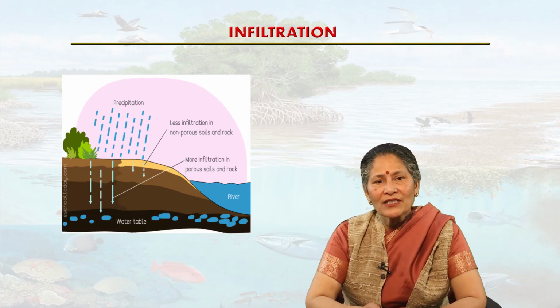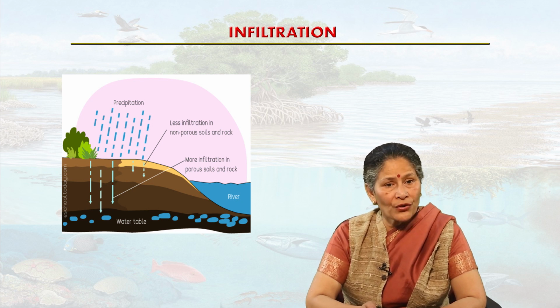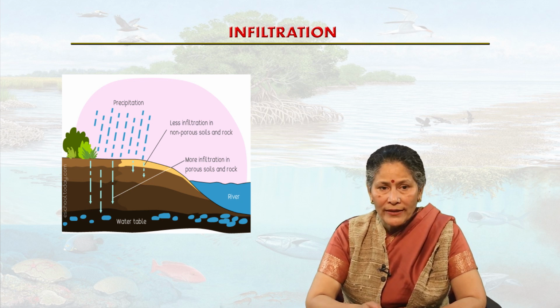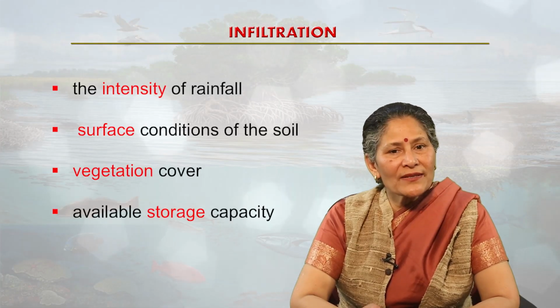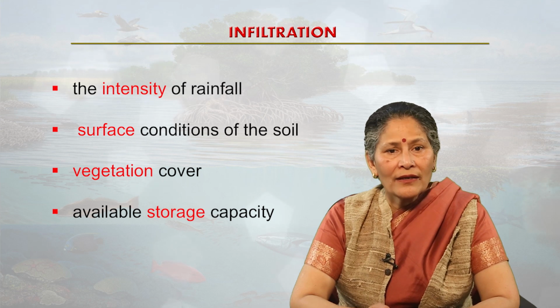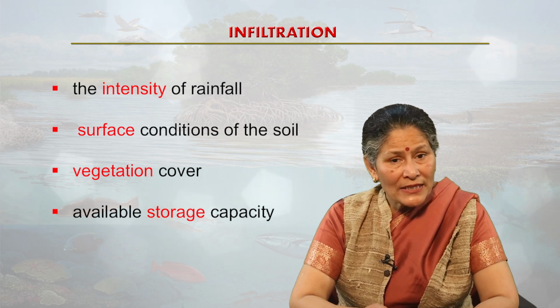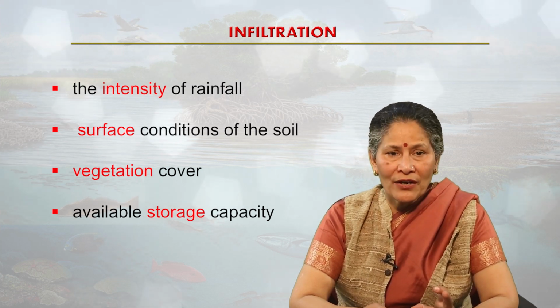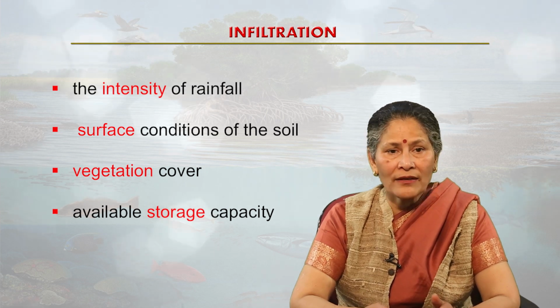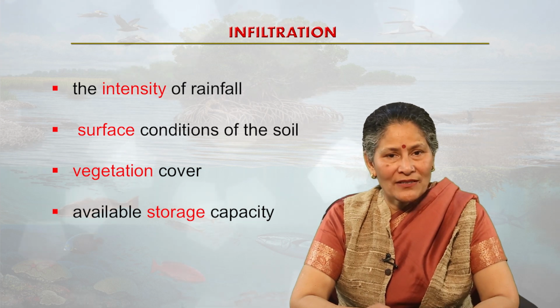Infiltration is the absorption of part of the precipitation by the surface layers of the soil. During infiltration, water moves downward vertically through various layers, finally forming the groundwater. Infiltration depends upon the intensity of rainfall and the surface conditions of the soil, whether there is concrete or it's being absorbed well. Vegetation cover, if it is too much, then there is a lot of retention, otherwise the rain comes down and refills the groundwater. Available storage capacity also matters.